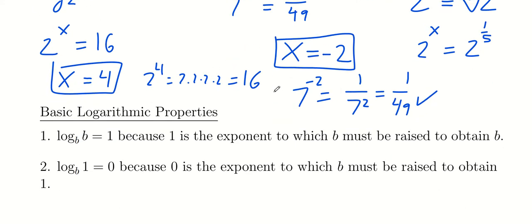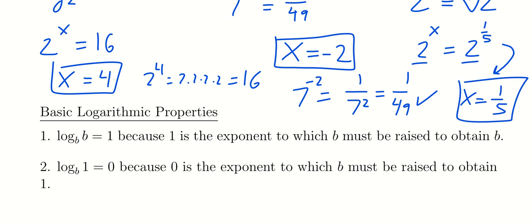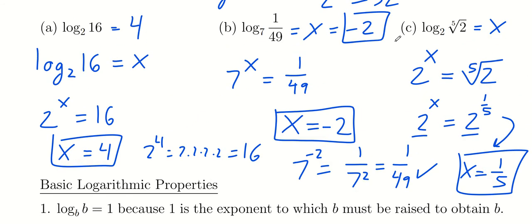And now we can use the properties of exponential functions. The fact that an exponential function is 1 to 1 implies that if you have an equality where the two bases are equal to each other, the only way that can happen is if the exponents are also equal to each other. So we get that the exponent here, x, must be equal to 1/5. So log base 2 of the fifth root of 2 is equal to 1/5.